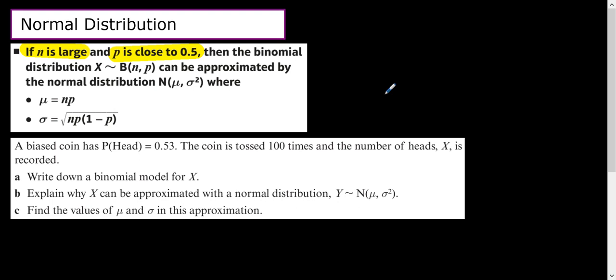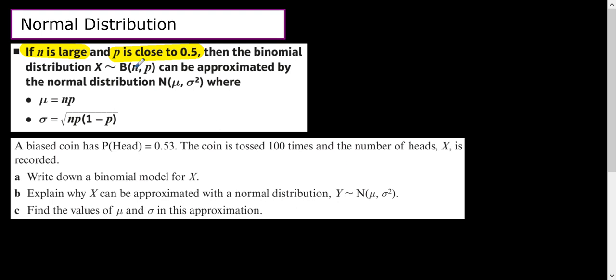And the idea here is that we are going to be approximating a real answer with an approximation. And basically what these two elements are telling us is that the larger the number of trials and the closer the probability of success is to a half, then the more accurate your approximation is going to be. Okay? So we've got two calculations that we need to know.